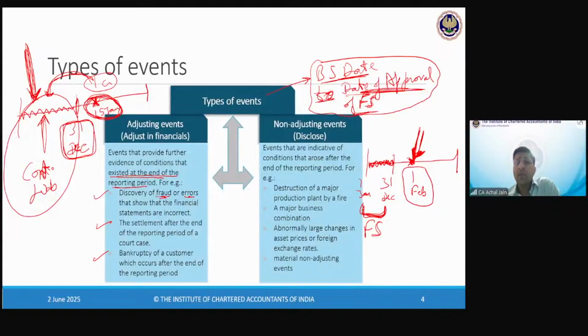Shiv is saying no because losses happen after the reporting year. That's correct. Shiv is asking whether it will be reported in the next financial year. Yes, this will of course have to be recognized, but when? When the event has taken place, which means on 1st of Feb. Clear? Shiv, clear on this? Everyone clear? So this was about adjusting and non-adjusting events.